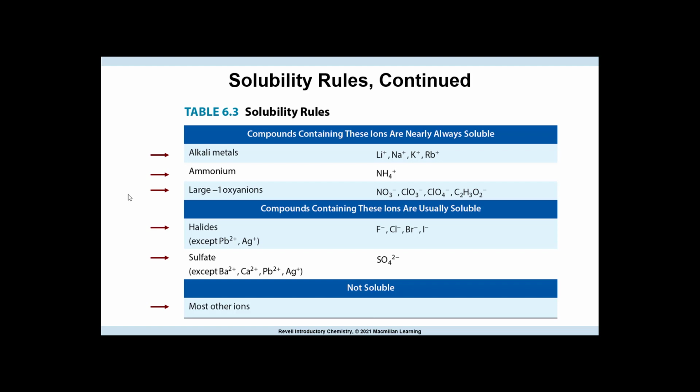And most other, did I skip over the halides? Compounds containing halides, fluoride, chloride, bromide, and iodide, are soluble except when bonded to silver or lead. And then most other compounds are insoluble. These guidelines provide a useful approximation for determining whether or not compounds are water soluble. However, many compounds are slightly soluble, meaning they have a very small number of ions that will dissolve, but most of the ionic solid will not.